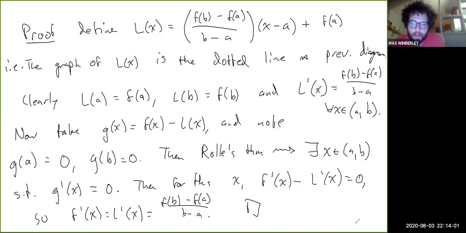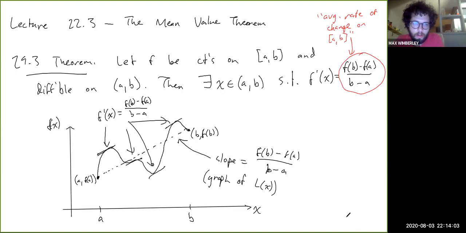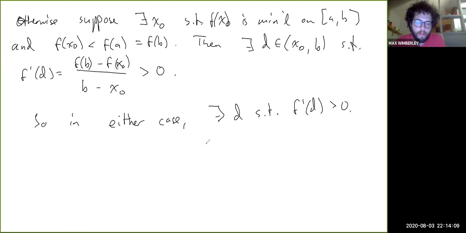So anyway, that is all for this video. In the next one, we'll look at some corollaries that are basically about what we can say when a function has derivative 0, or when two functions have the same derivative.